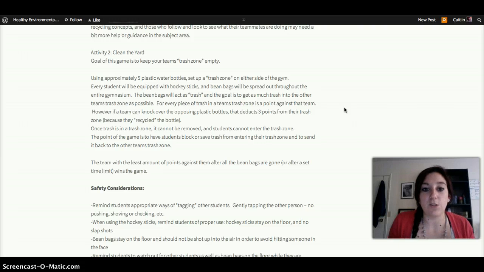The point of this game is to have students block or save trash from entering their trash zone and to send it back to the other team's trash zone. So the team with the least amount of points against them after all the beanbags are gone, or after a set time limit, wins the game.